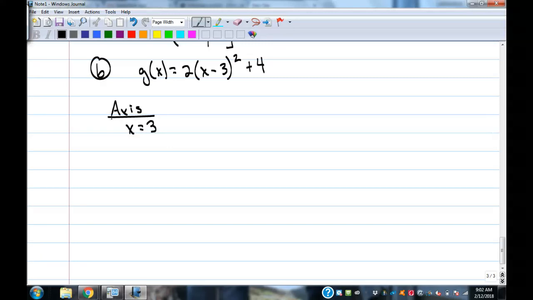So that's our axis of symmetry, which means our vertex, again, we don't have to do any work because it's in vertex form. What's the ordered pair for the vertex? 3, 4. It's that easy, guys. Don't overthink this.